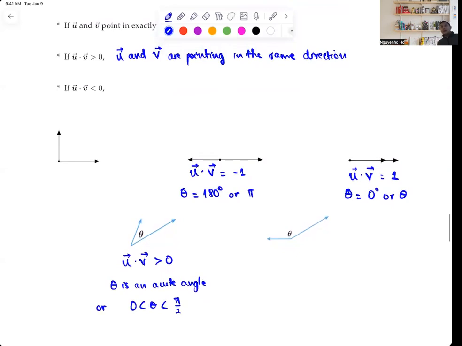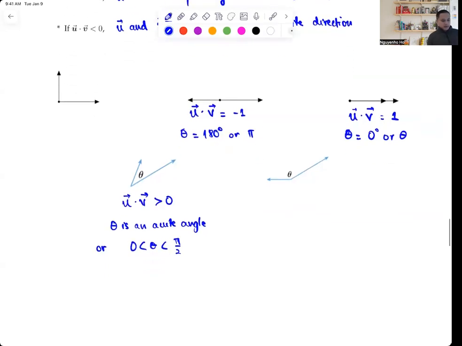Now, when you calculate the dot product and it gives you a negative value, then u and v are pointing in opposite directions. So you have u dot with v less than 0, and theta in this case is an obtuse angle, or theta is between pi/2 and pi.